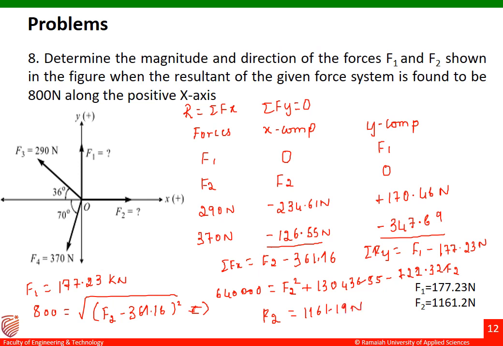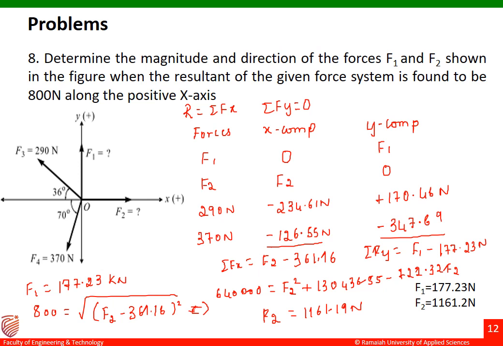1161.19 Newton. Okay, so with the help of a calculator, you can solve this equation. The degree of the equation is 2. You can get the answer for F2 as 1161.19 Newton. So this is how F1 and F2 are found out.